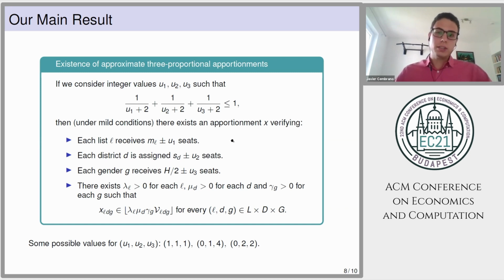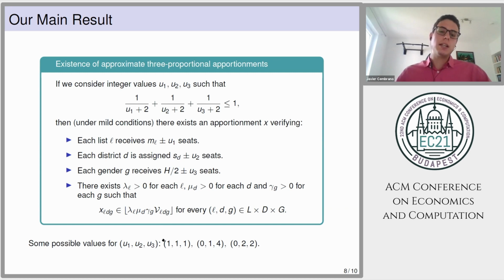These first 3 conditions mean that X approximately satisfies the marginals, meaning that each list L receives approximately M sub L seats with a maximum error of U1, each district D is assigned approximately S sub D seats with a maximum error of U2, and each gender G receives approximately half of the seats with a maximum error of U3. And the last condition is just that proportionality is satisfied for this apportionment. So as you can see, this vector U defines the maximum possible violations for each dimension, and some possible values for this vector are these 3.